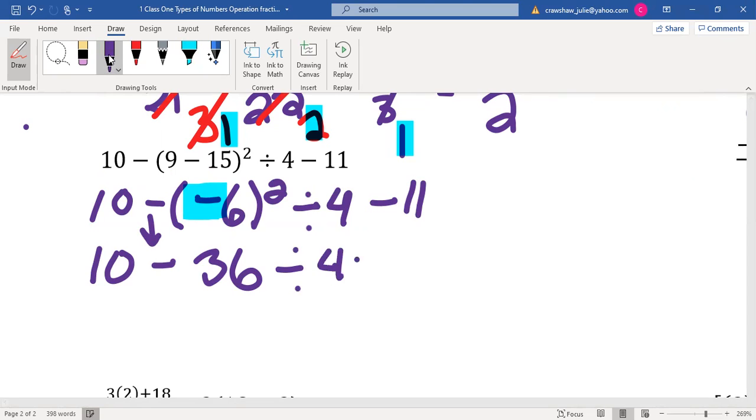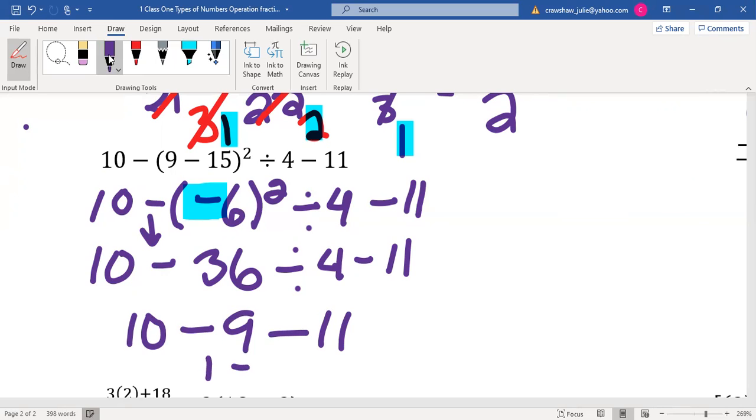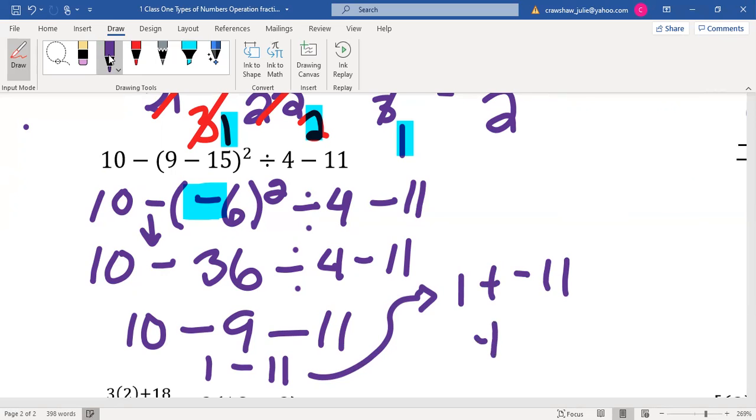Divided by 4 minus 11. And my next step for order of operations is to do multiplication or division left to right. Well, I have a 36 divided by 4. So I'm going to have to divide that first before I do my subtraction. Now 10 minus 9 is 1. And 1 minus 11 could be rewritten as 1 plus negative 11. Different signs, I really subtract. I have more negatives, so my answer is going to be negative. Negative 10.